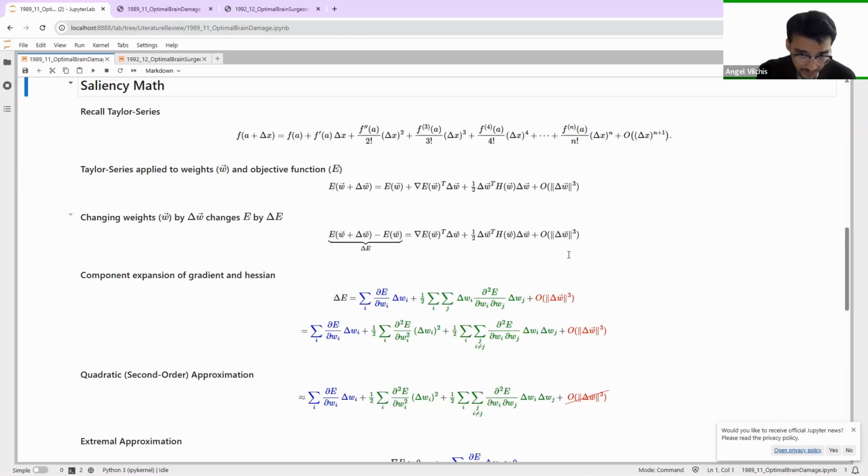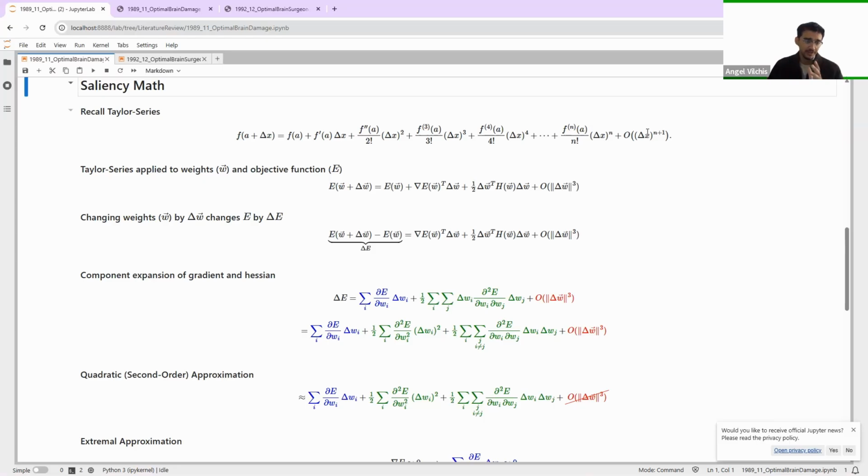Recall the Taylor series approximation looks like this. And why is this important? Well, we can apply it to our objective function and weights. What the Taylor series does is it approximates the value of an objective function at another point close to your current point.